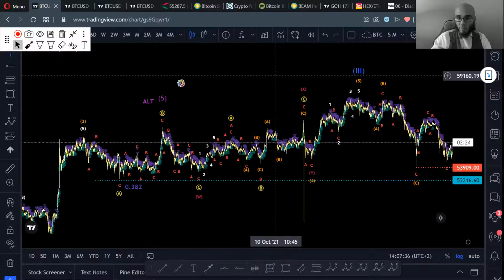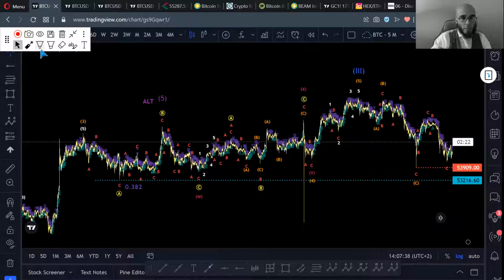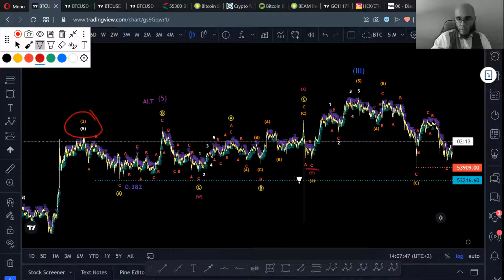So on the 5-minute chart, I did also some relabeling, but first let's look at the outlook. I think we did top wave 3 or 5 here. Then we had a correction that ended here. Wave 4 ended here. And now I did a relabeling for the wave 5 of 3. The last impulse wave up, I did put wave 1 here, wave 2 here, wave 3 here, wave 4 here, and wave 5 here. So I think we topped there.